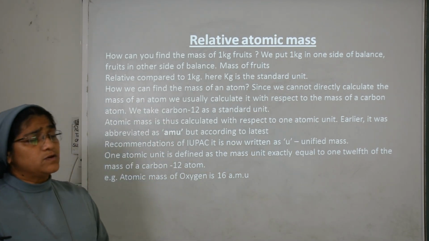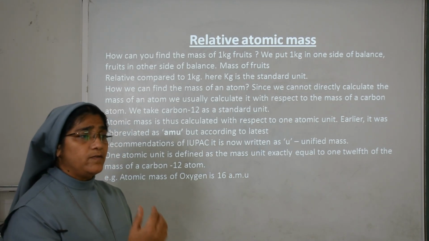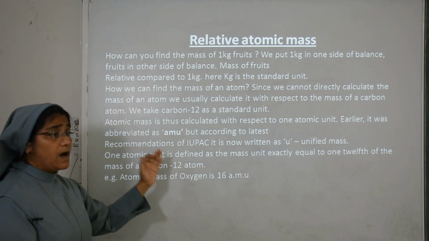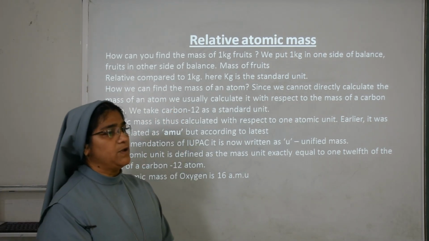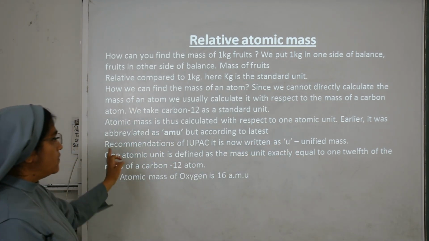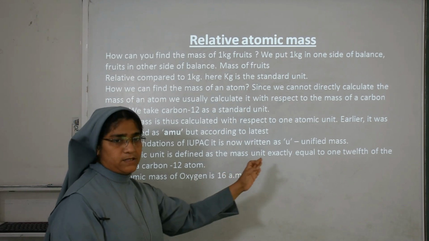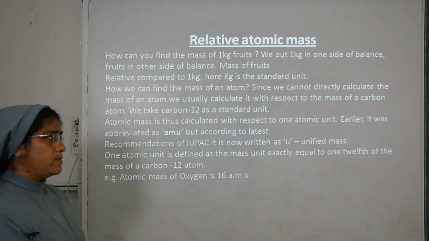So we say we want 1 kilogram of fruits; after 1 we write kg. Likewise, what is the mass of hydrogen? We will say 1 U. 1 U means unified mass. Nowadays, according to IUPAC, we are using the unit of mass as U, unified mass.